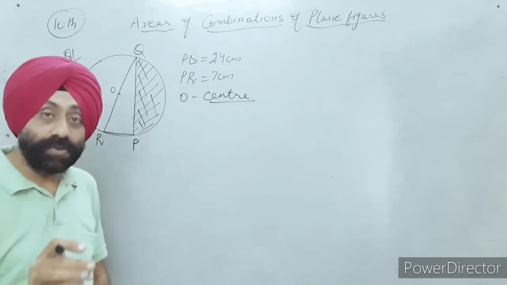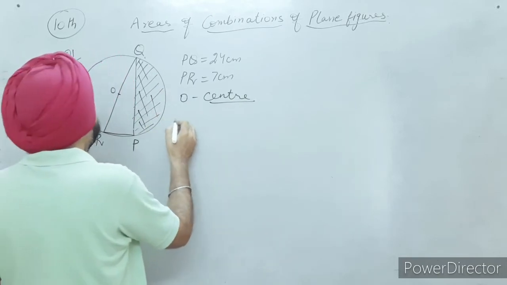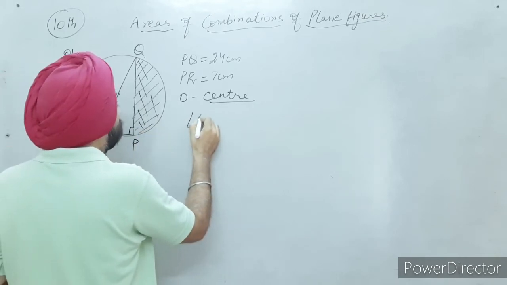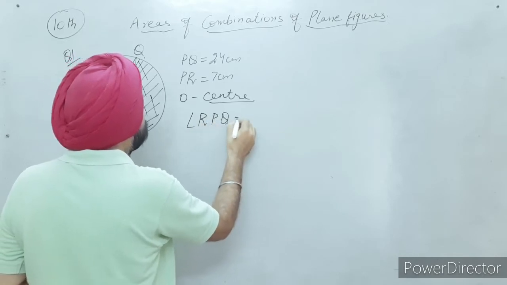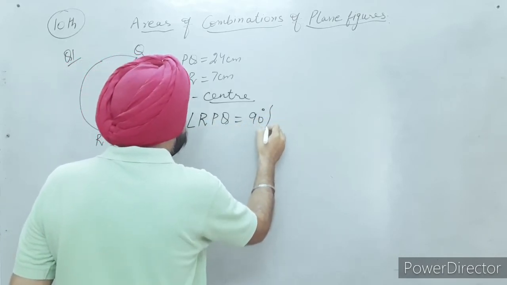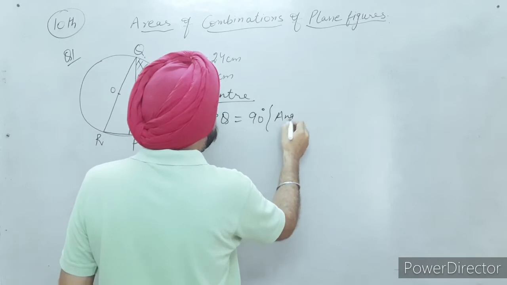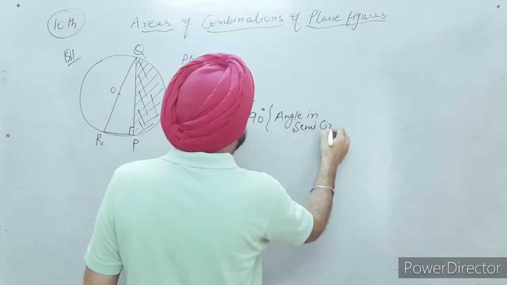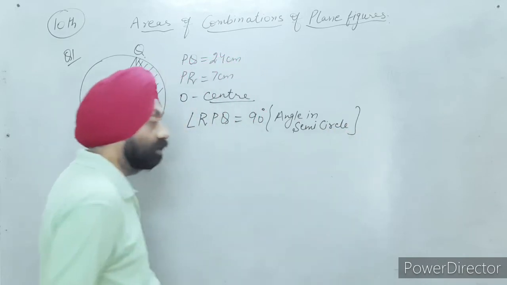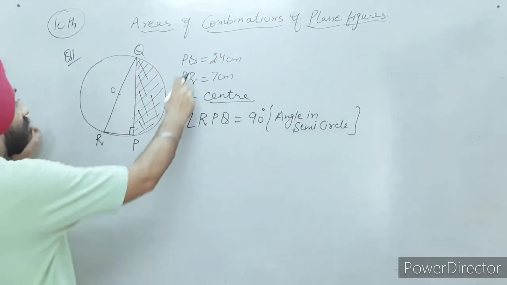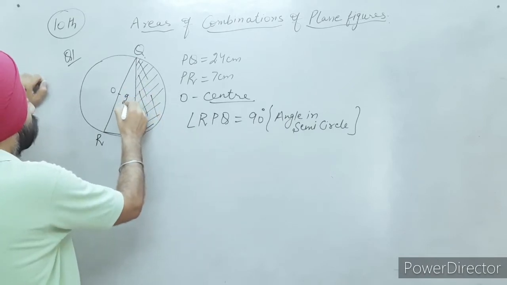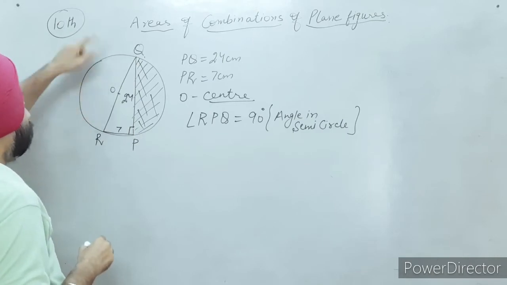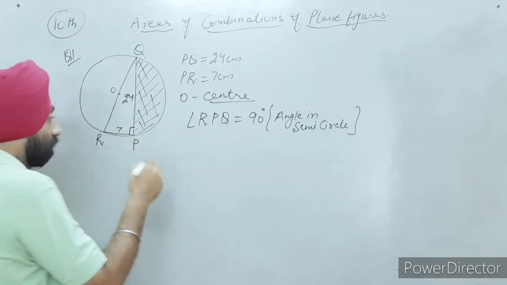Now, as we know, this angle RPQ is 90 degree because it's an angle in a semicircle. Angle in a semicircle is always 90 degree. Right? Now, I have PQ as 24, I have PR as 7. I can calculate QR by applying Pythagoras theorem.